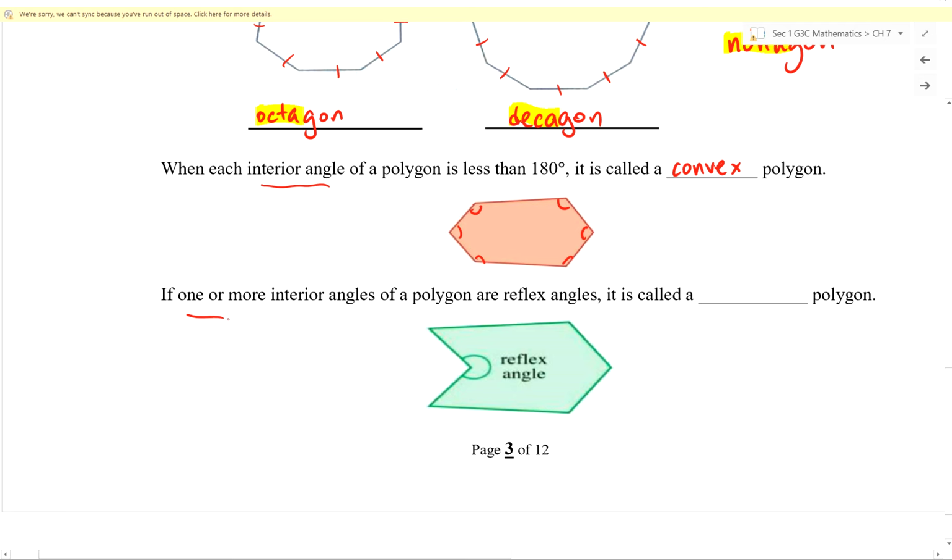However, if there is one or more interior angles that is a reflex angle, meaning it is greater than 180 degrees. Example over here. This is one interior angle that is greater than 180 degrees. Then we see a dent over here, right? This is a dent. It's like a hole. So we say this is called, what's the opposite of convex? It's concave.